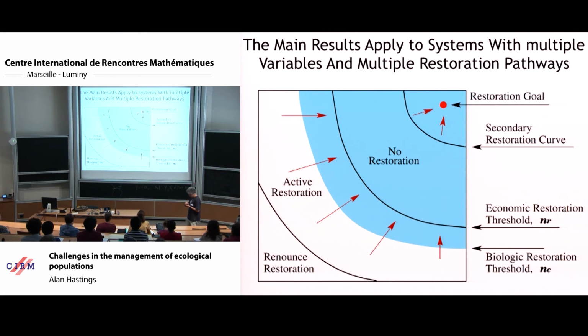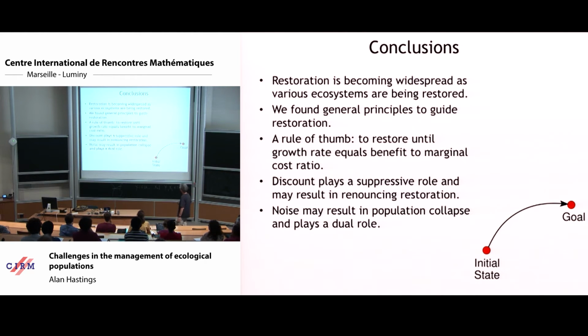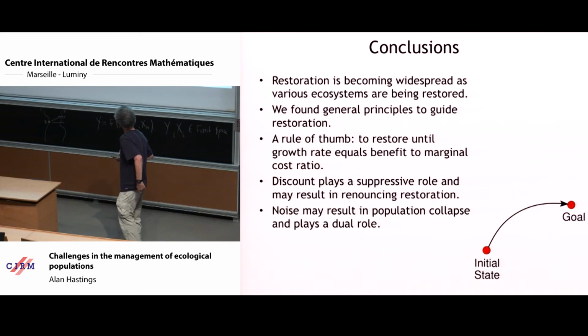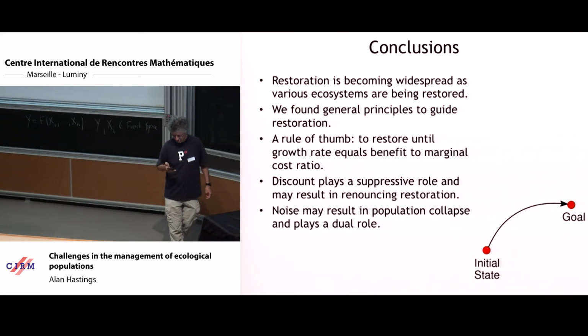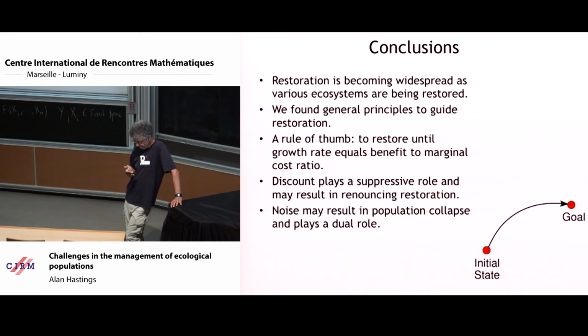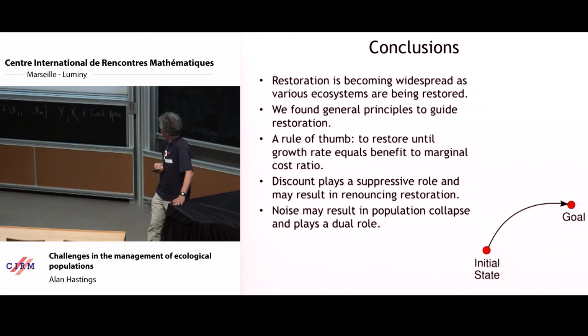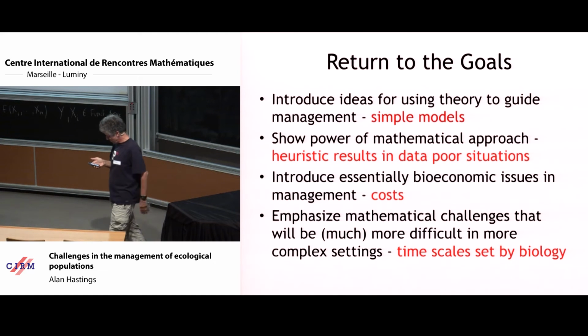And so, just as conclusions for this part, which I know I went through quickly, there are some very general principles. Restoration is becoming more important. We can express this in terms of marginal growth rates, which would make an economist feel very warm and fuzzy. Discounting obviously plays the same suppressive role that it typically would. And I want to finish up with just 2 more slides.